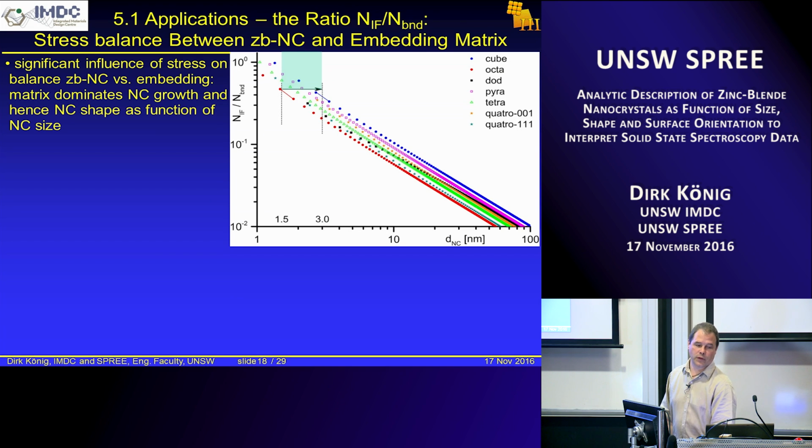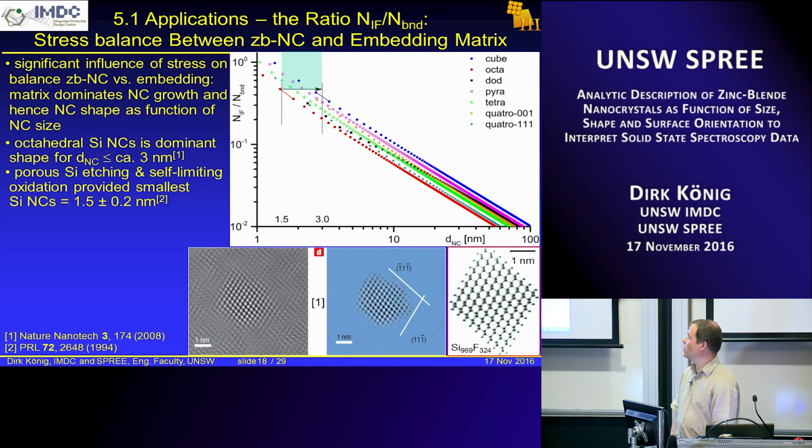First one is actually the number of interface bonds per nanocrystal bond, and that has a significant influence on stress balance. So below a certain size, the embedding matrix actually controls the nanocrystal shape as well as nanocrystal size. And we see that here quite nicely. That's a work from 2008 from Godefroy and Zacharias. They have a 3 nanometer crystal which has octahedral shape. You can see the 111 planes, and that is the member of I equals 6 of the number series, so silicon 969.